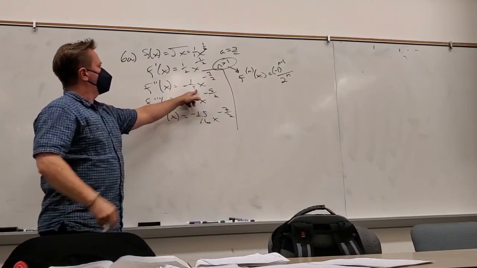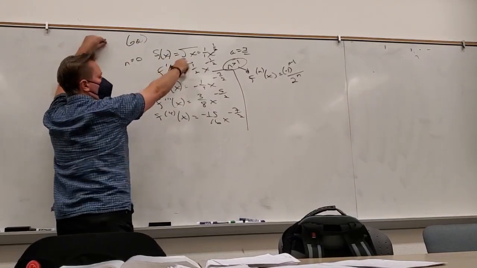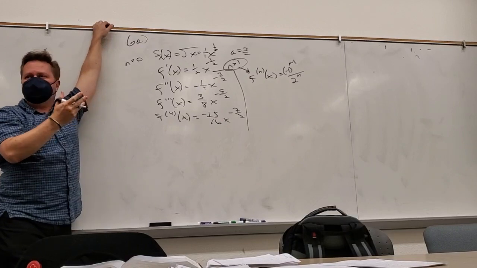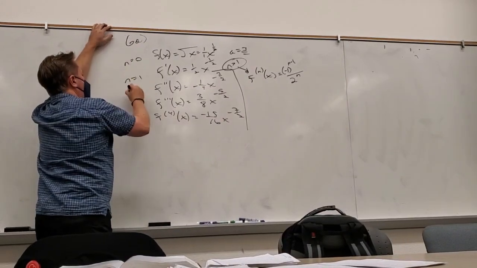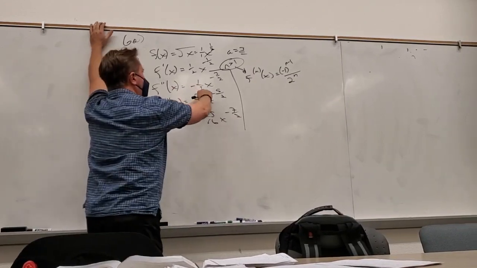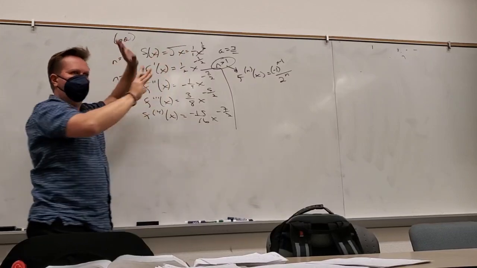Because it starts at n equals 2, right? So this is n equals 0. It's the 0th derivative. You guys cool with what I just said? Okay. The 0th derivative means n equals 0, then n equals 1, n equals 2, and so on. So n equals 2 is where we're starting things. So don't worry about this part. We'll get there.